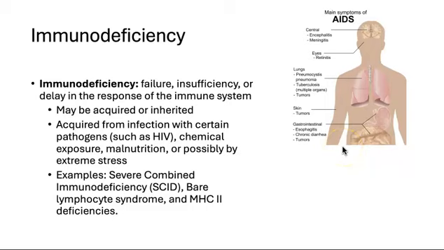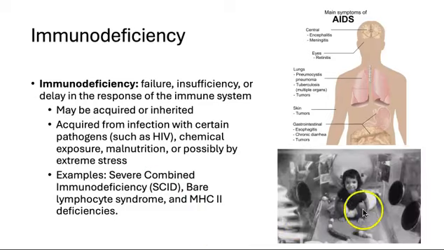And then we have chemical exposure, which for example would be like the radiation we talked about, and then malnutrition or possibly extreme stress could also have it develop. Some examples of immunodeficiencies would also include severe combined immunodeficiency, known as SCID. So this is a very popular case over here. And in SCID, we are going to have both antibody and cell-mediated immunity inadequate or lacking. So even just a minor infection can be fatal.